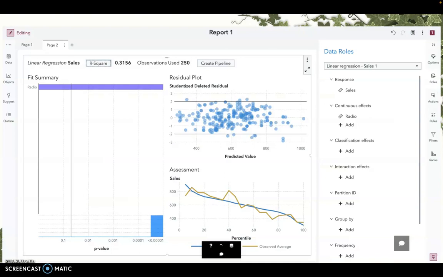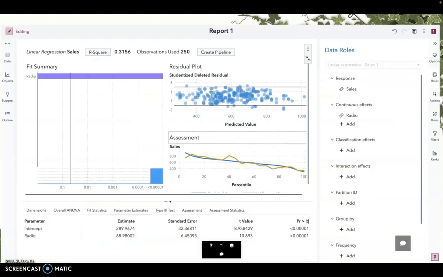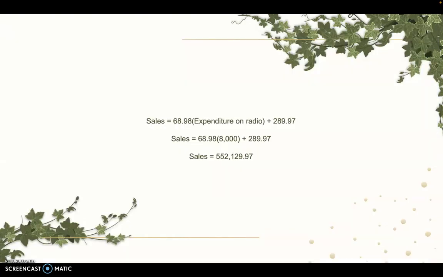So we look here, and we see that our regression equation will use these data points from our estimates. I put them right here. We have our sales for our equation. Our sales equals 68.98 times the amount of expenditure on radio advertising plus our y-intercept of 289.97. So then we plug in our 8,000 here and see that our sales is 68.98 times 8,000 plus 289.97, or our projected sales would be $552,129.97.